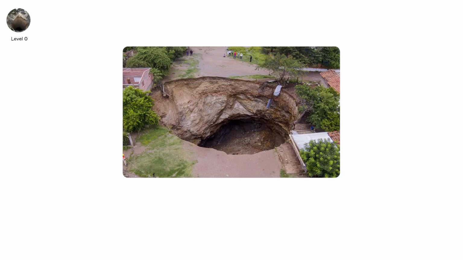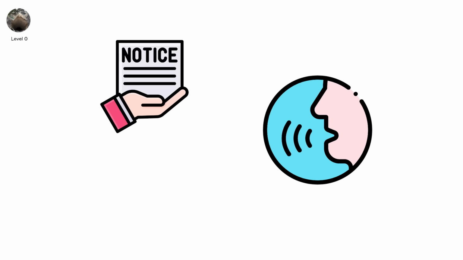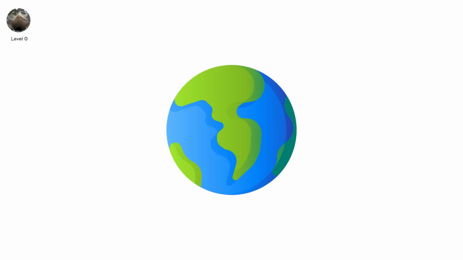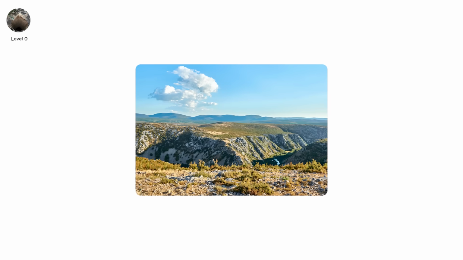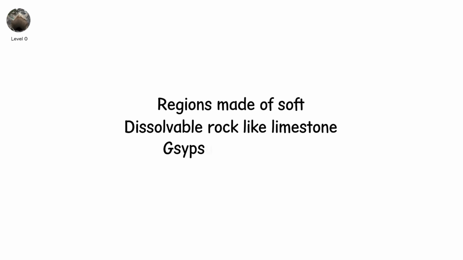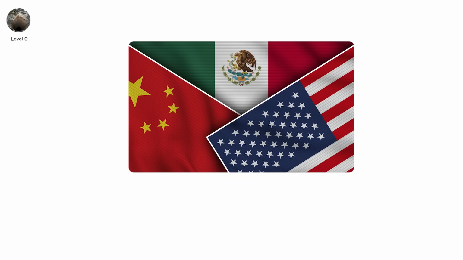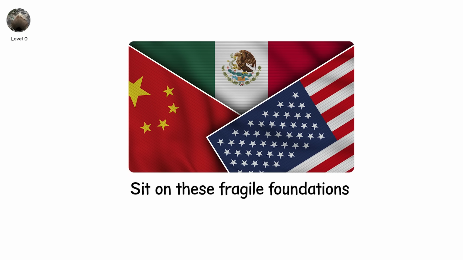Because sinkholes don't start with a roar, they start with a whisper. And when they speak loud enough for us to notice, it's already too late. One quarter of Earth's land surface is prone to sinkholes due to karst terrain, regions made of soft, dissolvable rock like limestone, gypsum, and salt beds. Countries like the US, China, Mexico, and parts of the Middle East sit on these fragile foundations.